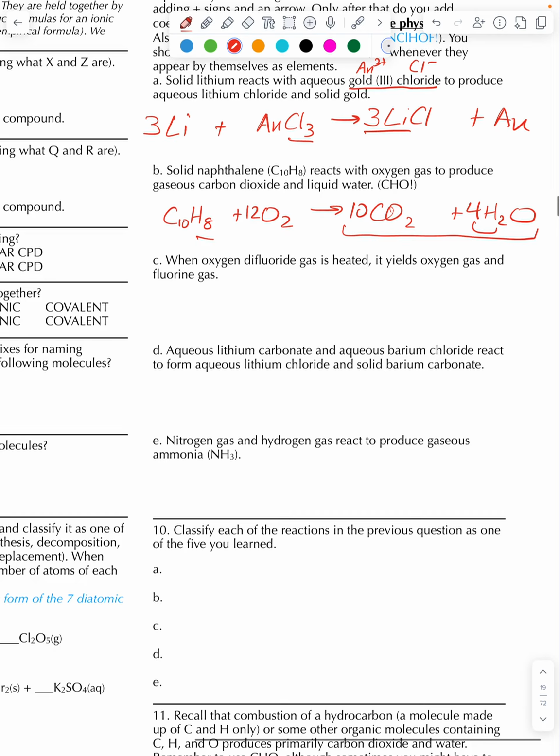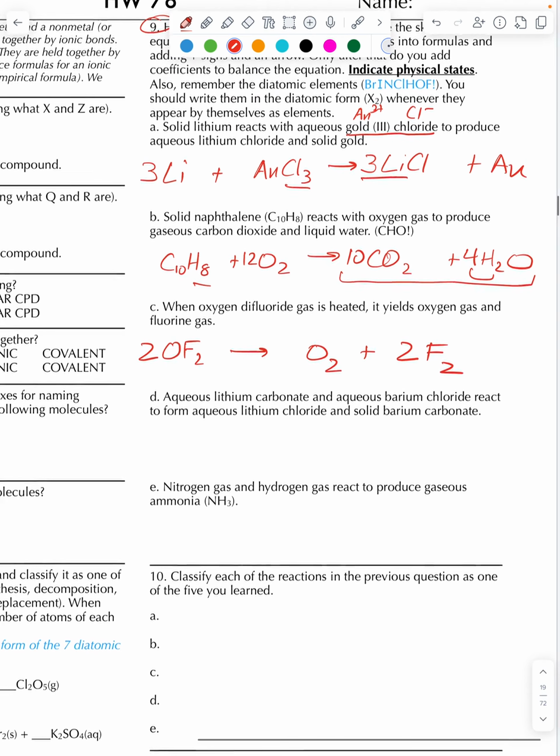When oxygen difluoride gas is heated, we'll do all of these, why not? There's oxygen difluoride. It yields oxygen gas and fluorine gas. Is that right? Nope. Brinkelhoff. Don't mess this up. So let's fix the oxygens. I better put a 2 here, and I better put a 2 there.